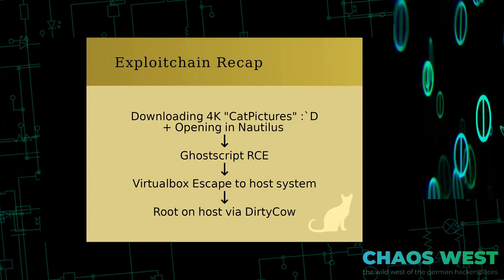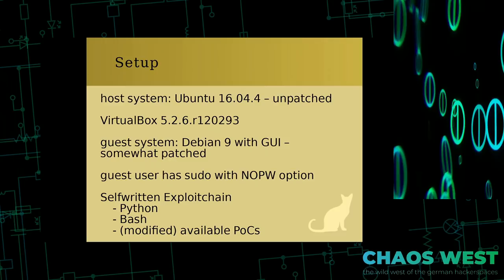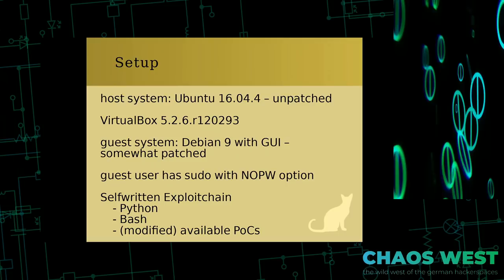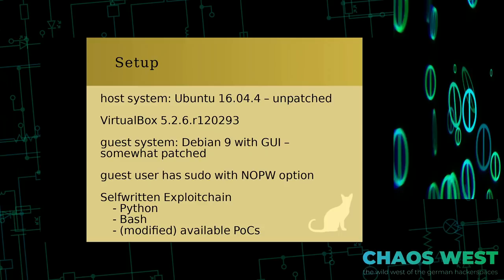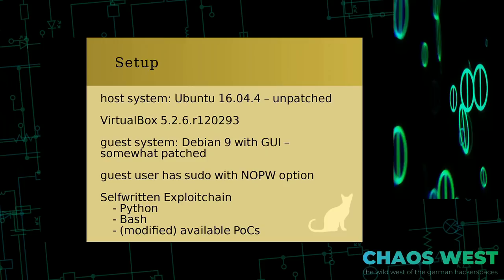So the setup is, the host system is an unpatched Ubuntu 16.04.4. It has to be a specific VirtualBox version. It is 5.2.6 with this number. The guest system is a newly patched Debian 9 with GUI. And on the guest user, I have the no-password option for the sudo rights.